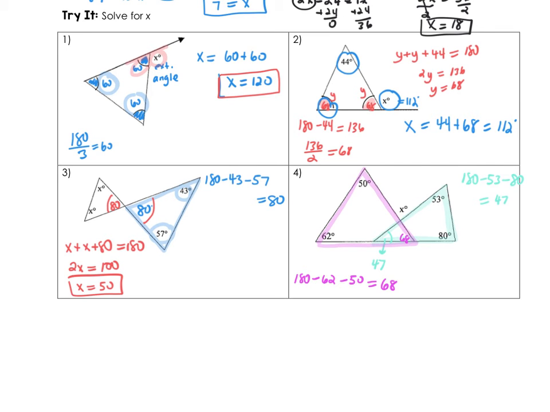I know it's getting pretty confusing in here, all these triangles. I want to work with this triangle right here. I have 47 and 68. When I subtract those from 180, 180 minus the 68 minus 47, that leaves me with 65 degrees. And that's actually a vertical angle to the angle marked with the x. So x is equal to 65.